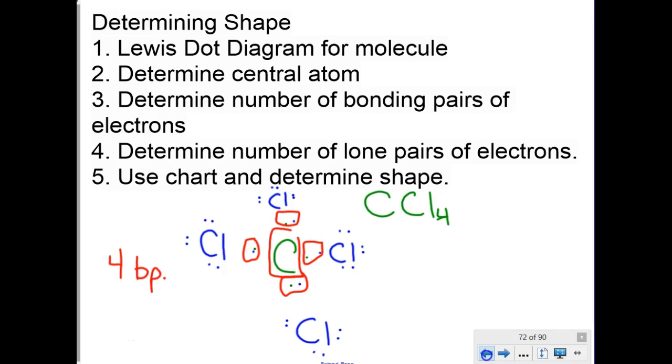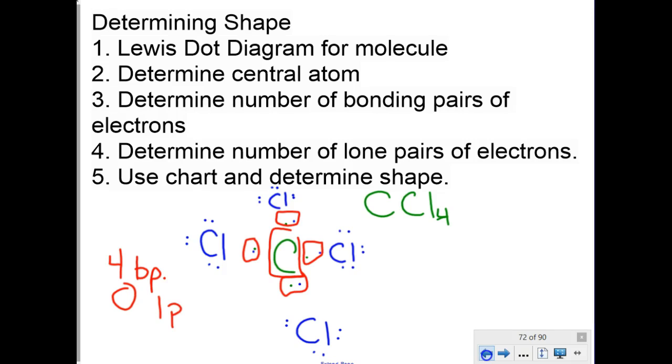Are there any lone pairs on carbon? No. There's lone pairs on chloride, but we're not worried about the lone pairs on the Cl. When it's asking you about bonding pairs or lone pairs, you're looking off of the central or the core atom. So there are 0 lone pairs.